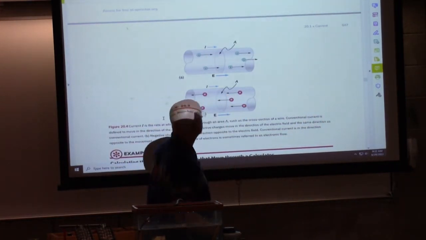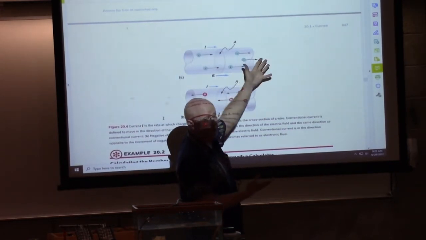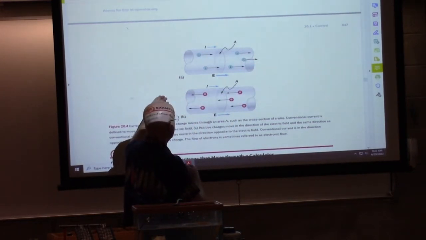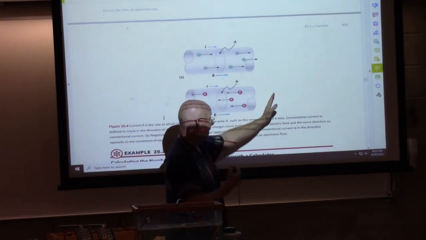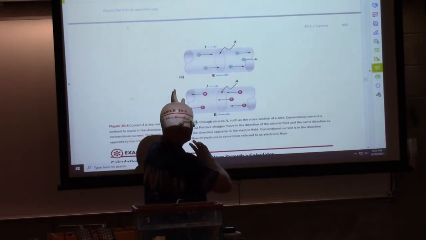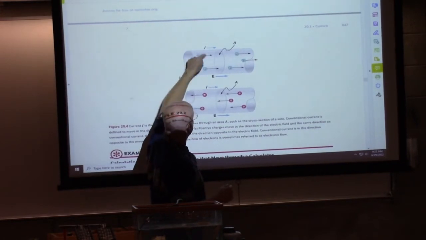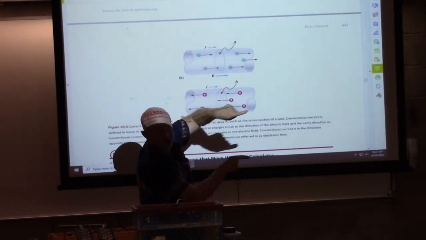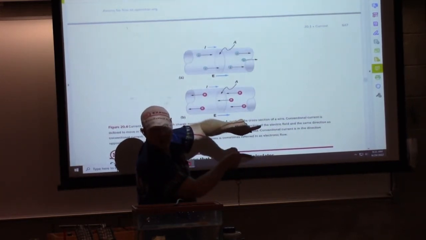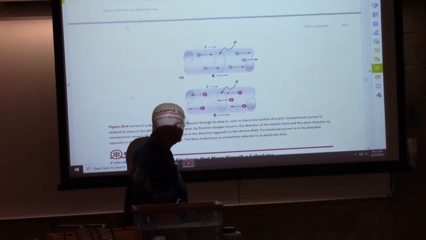Or maybe put another way, it's left to right, and if positives are moving, they move left to right. But on something like this, when the negatives go right to left, we're going to say the current is left to right. So the definition of the current is the change in charge. And both scenarios have the charge increasing left to right. So both of them have a current left to right, even though the negatives are moving.